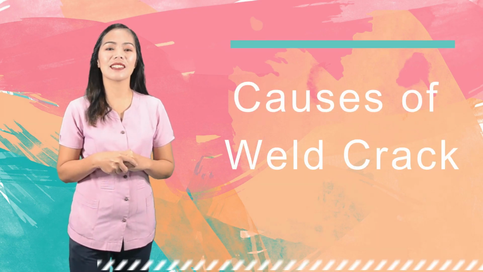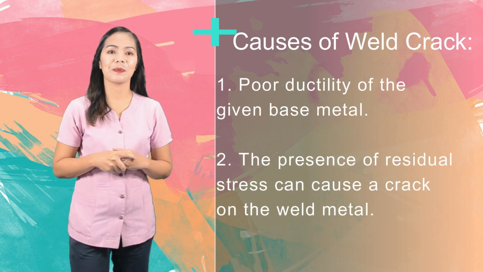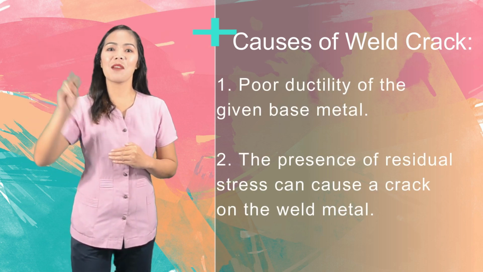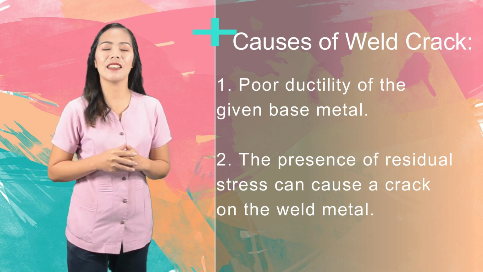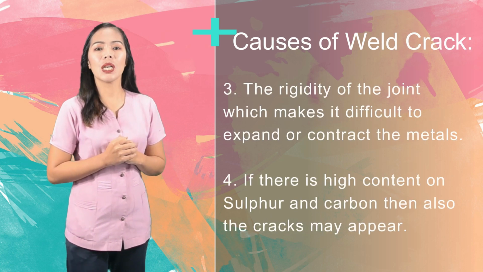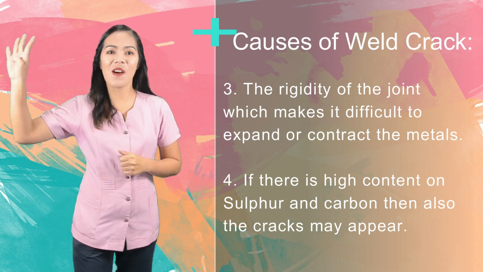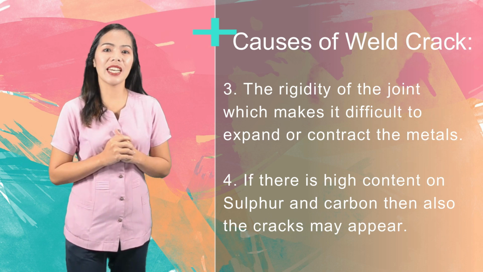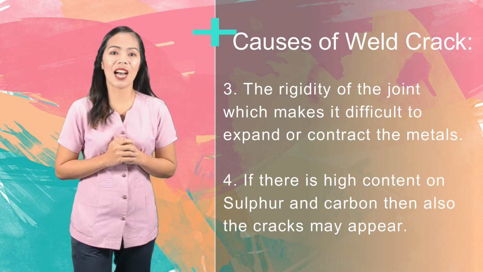Causes of weld crack. Number 1. Poor ductility of the given base metal. Number 2. The presence of residual stress can cause a crack on a weld metal. Number 3. The rigidity of the joint, which makes it difficult to expand or contract the metals. Number 4. If there is high content of sulfur and carbon, then also the crack may appear.